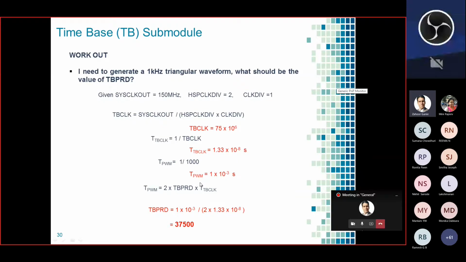So it should be 1 millisecond. TPWM will be equal to 2 into TB period. So the TB period value calculated from this is 1 millisecond divided by 2 into the time of the time-base clock. So you get a count of 37,500. When you give 37,500 as the TBPRD value and put this in the TBPRD register, it will generate a 1 kilohertz switching frequency. This is how you calculate the switching frequency, and you can generate a precise switching frequency from the processor by these proper calculations.